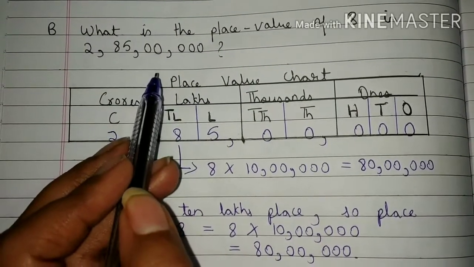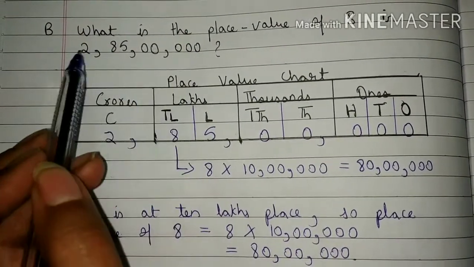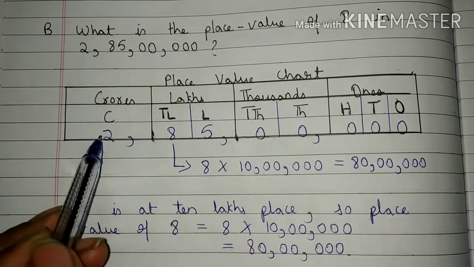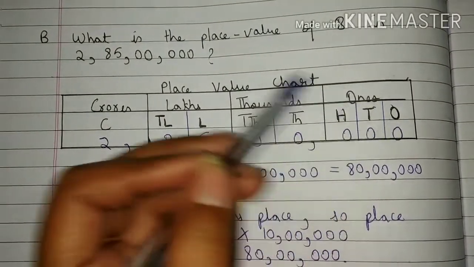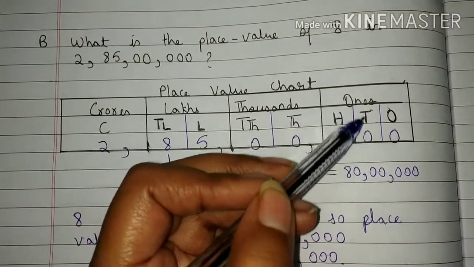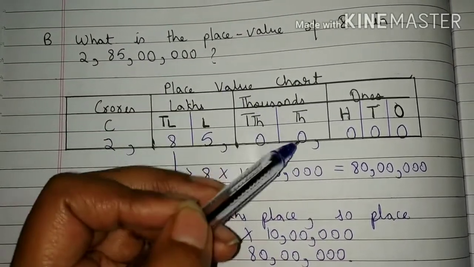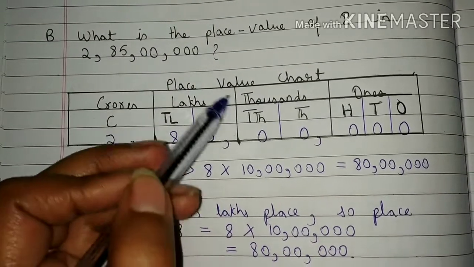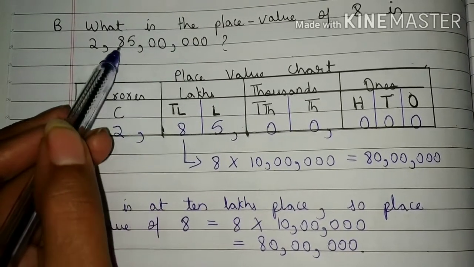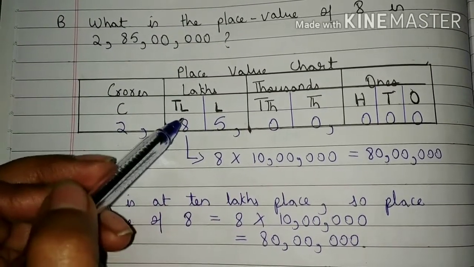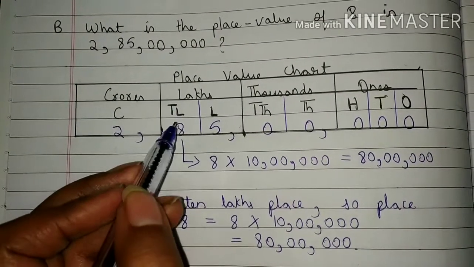Students, first of all, you will draw a place value chart like this, and then you will arrange these numbers in the place value chart. So, you will write 0 at ones place, 0 at tens place, 0 at hundreds place, 0 at thousands place, 0 at 10,000s place, 5 at lakh place, 8 at 10 lakh place, 2 at crore place. Now students, look here.